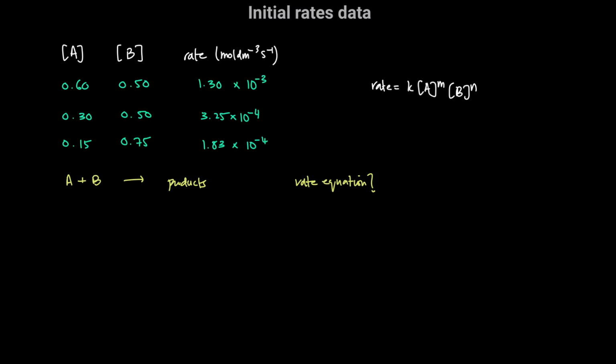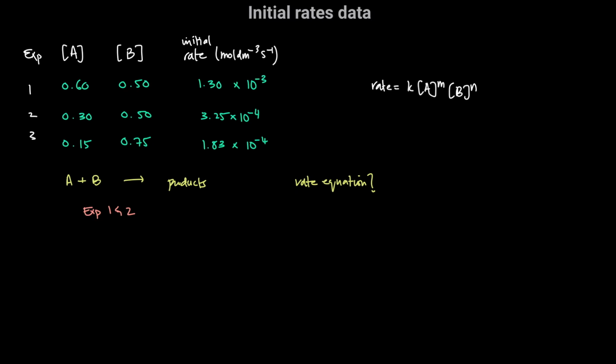So here, if we look at experiments 1 and 2, right, we have experiments 1, 2, and 3. We've carried out 3 different experiments and we've determined the initial rate for each of these experiments, right. We can easily find the order with respect to A. If we look at experiments 1 and 2, we're changing the concentration of A, but we're keeping the concentration of B constant.